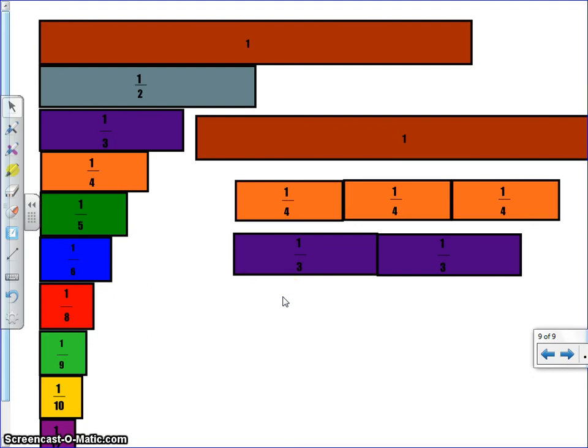Those are really the ways of comparing. The other way we will talk about comparing is using benchmark fractions and also comparing fractions on the number line, but that will be in a little bit later lesson down the line. Okay?